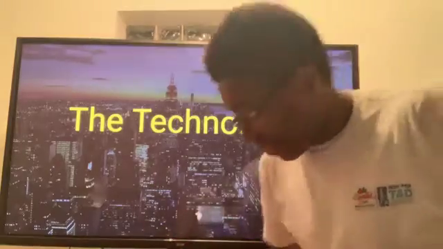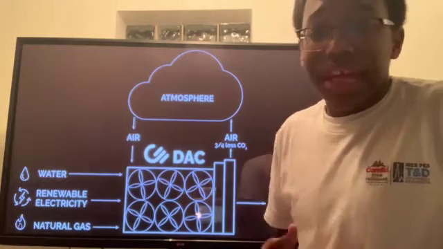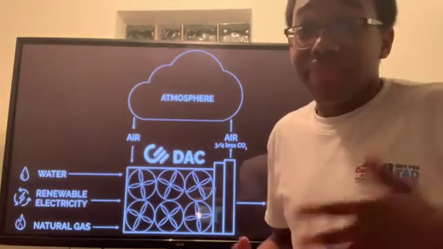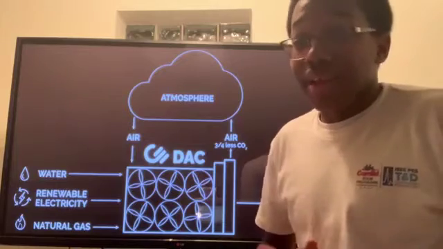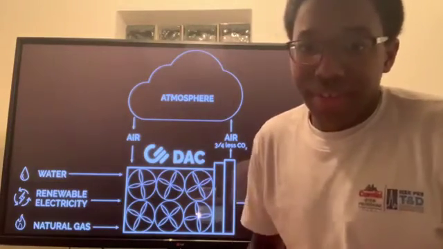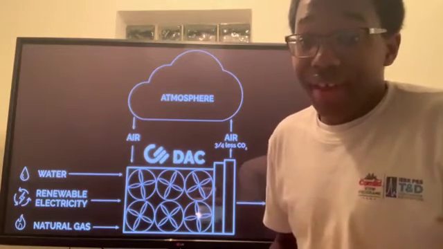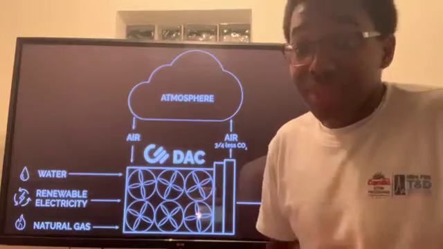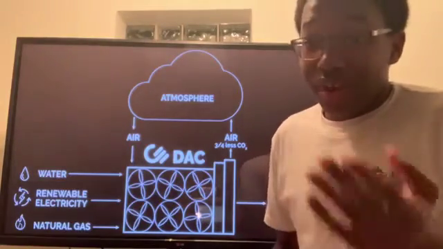The technology. This is DAC technology. It pulls in atmospheric air through a series of chemical reactions. It extracts the CO2, returning the rest of the air into the environment. Plants and trees do this. It's also called photosynthesis. Except DAC does it faster. On top of that, it's better because it delivers the carbon dioxide in a pure compressed form that can be stored underground or reused.